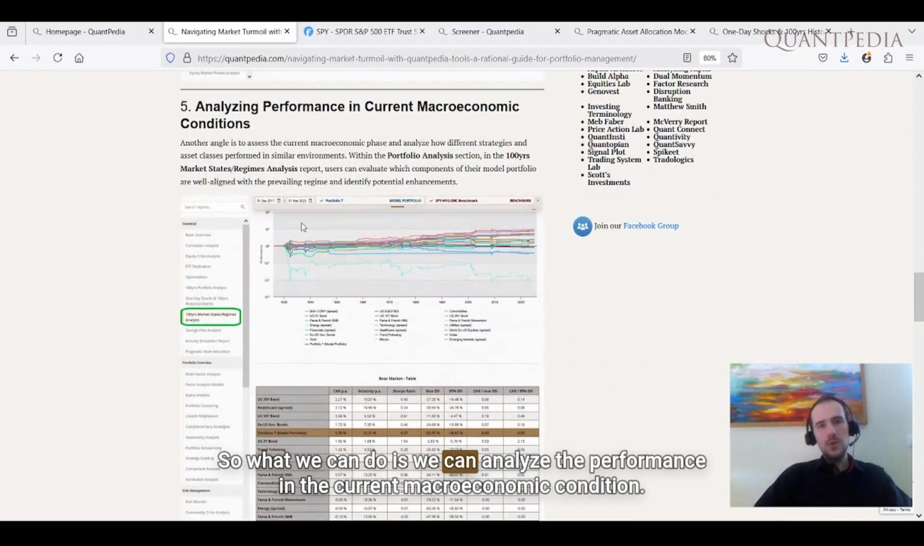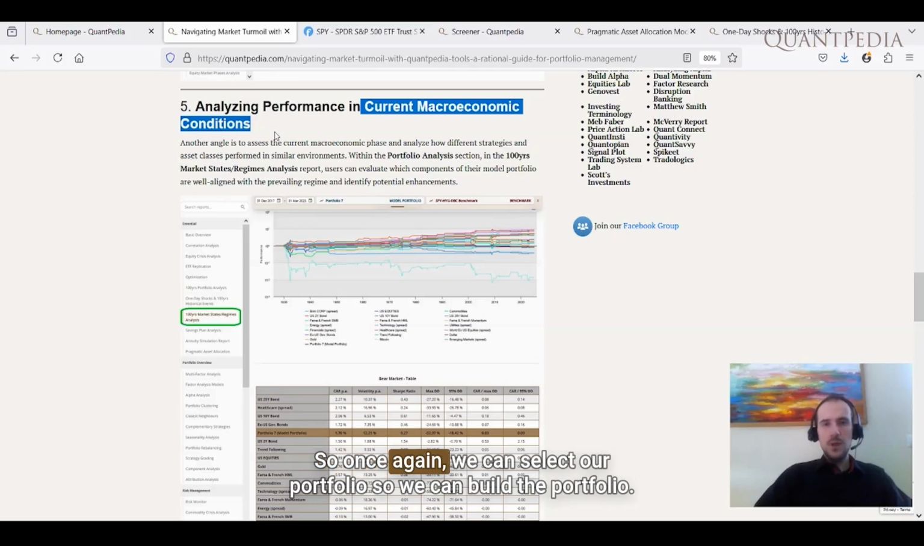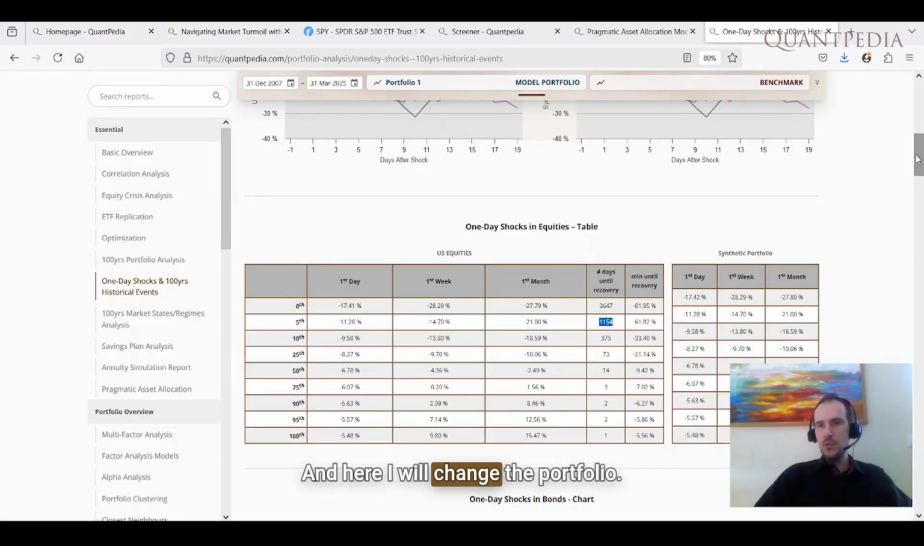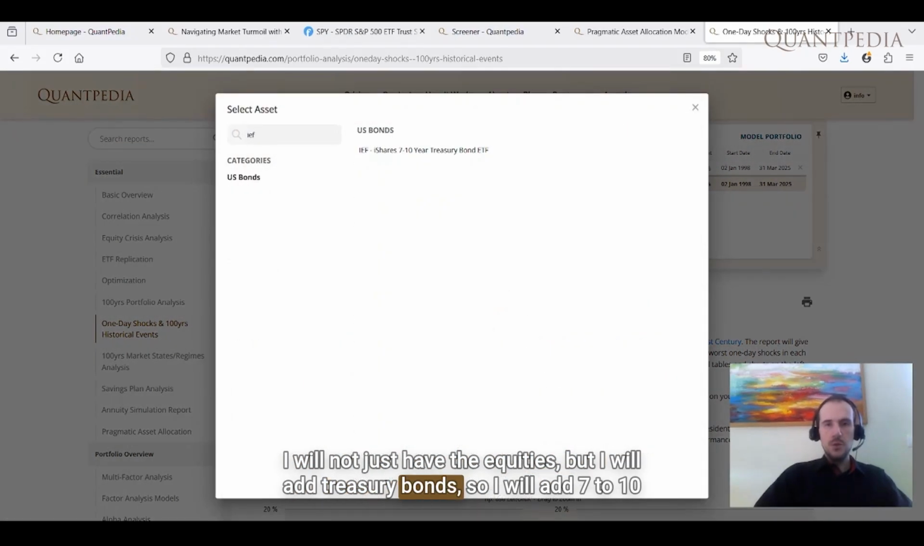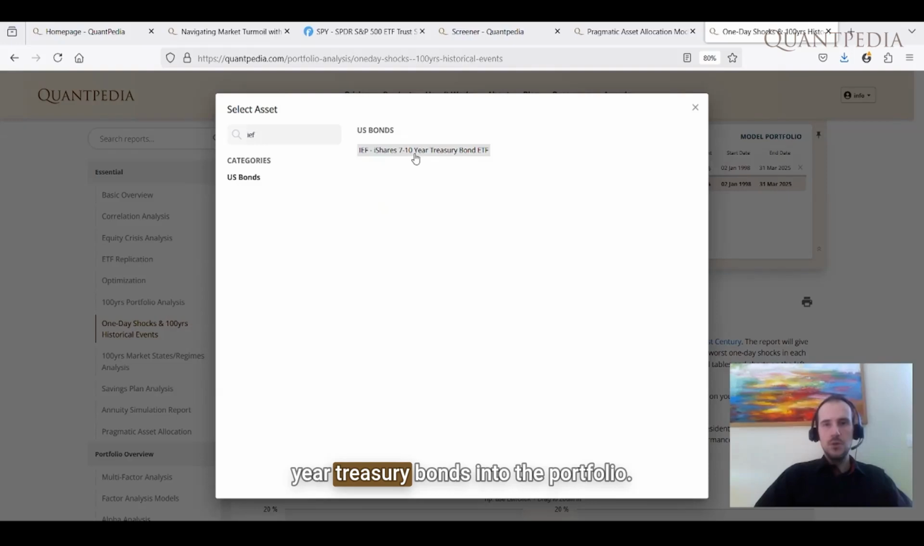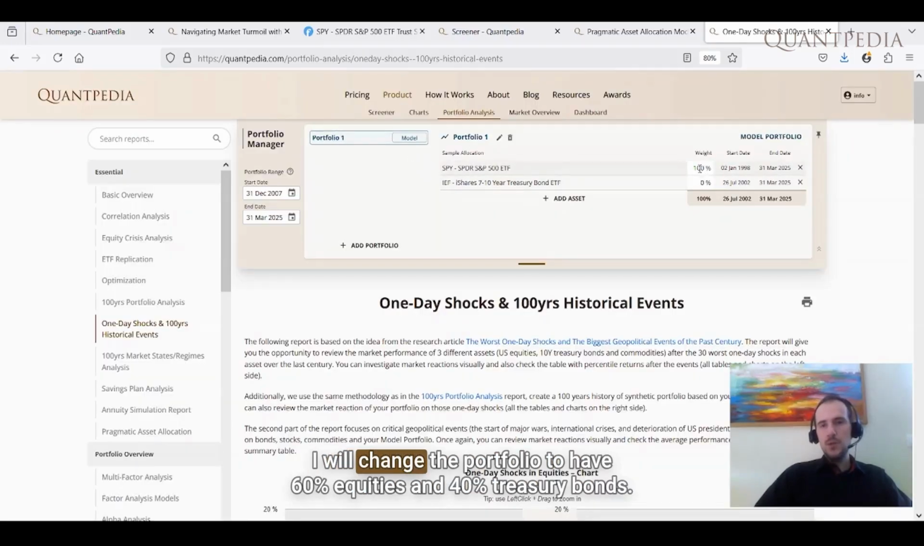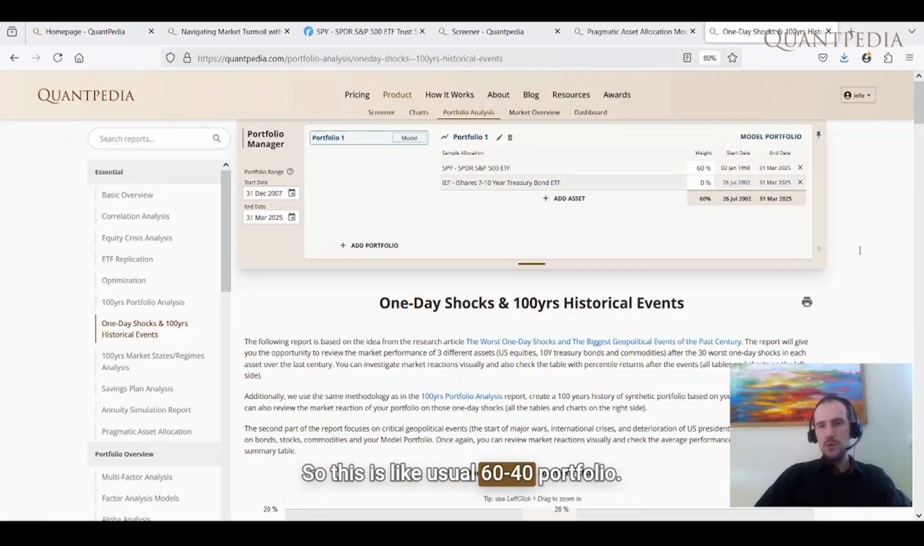So what we can do is analyze the performance in the current macroeconomic condition. Once again, we can select our portfolio, so we can build the portfolio. Here I will change the portfolio. I will not just have the equities, but I will add treasury bonds. So I will add 7 to 10 year treasury bonds into the portfolio. I will change the portfolio to have 60% equities and 40% treasury bonds. So this is the usual 60-40 portfolio.